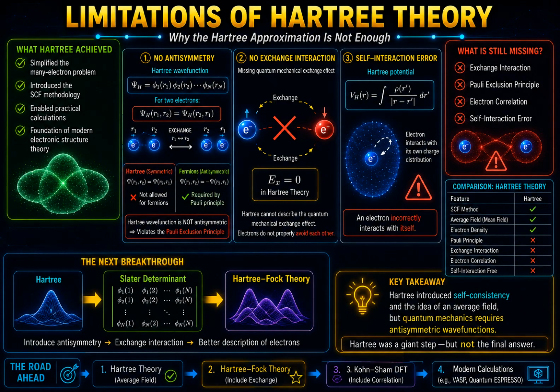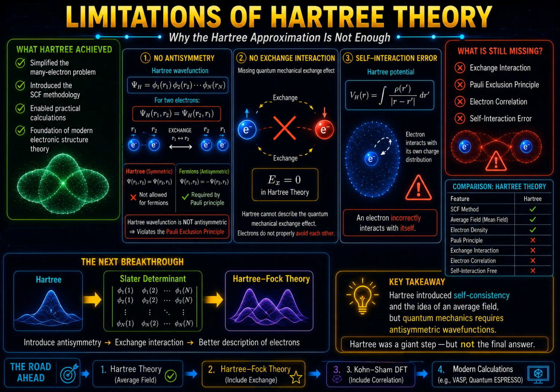Although Hartree theory was revolutionary, it is not the complete solution. One major limitation is that the Hartree wave function does not satisfy the antisymmetry requirement for electrons. Electrons are fermions, and their wave function must change sign when two electrons are exchanged. Hartree's product wave function does not enforce this condition. As a result, the Pauli exclusion principle is not properly incorporated.